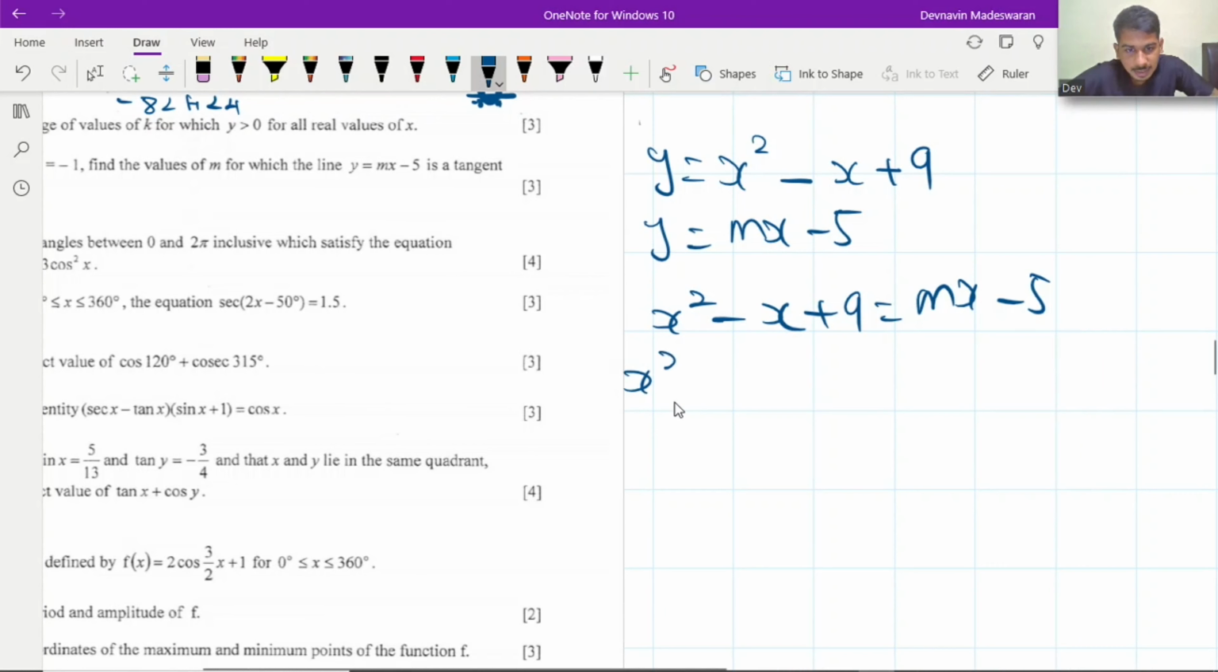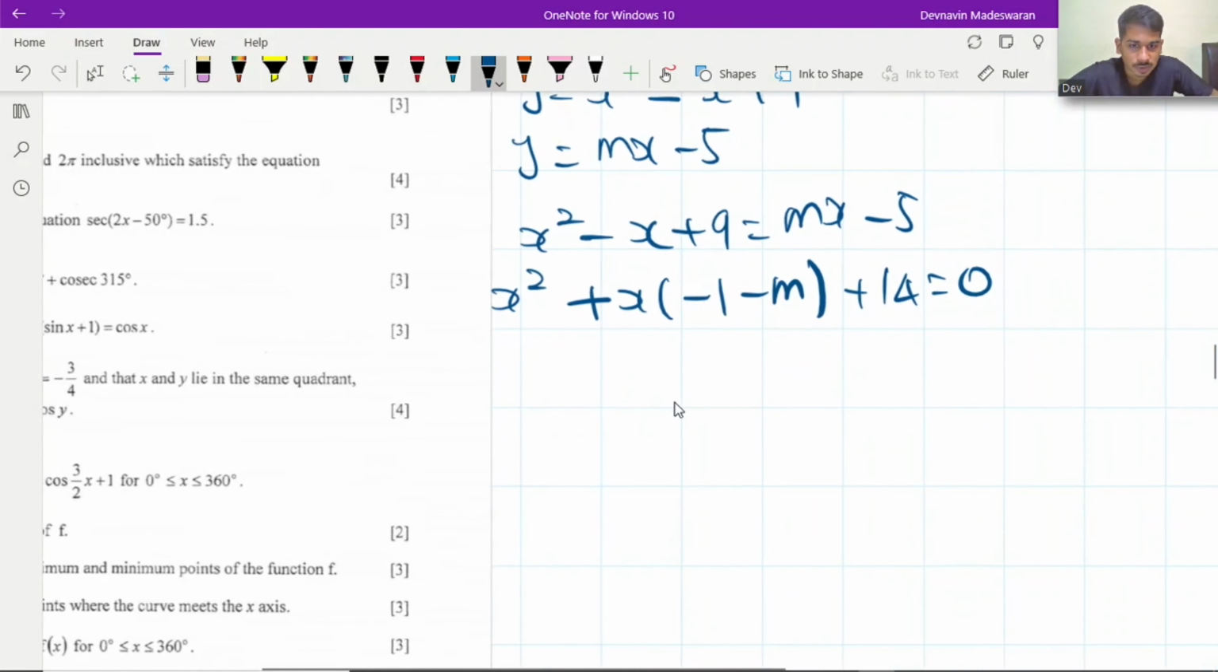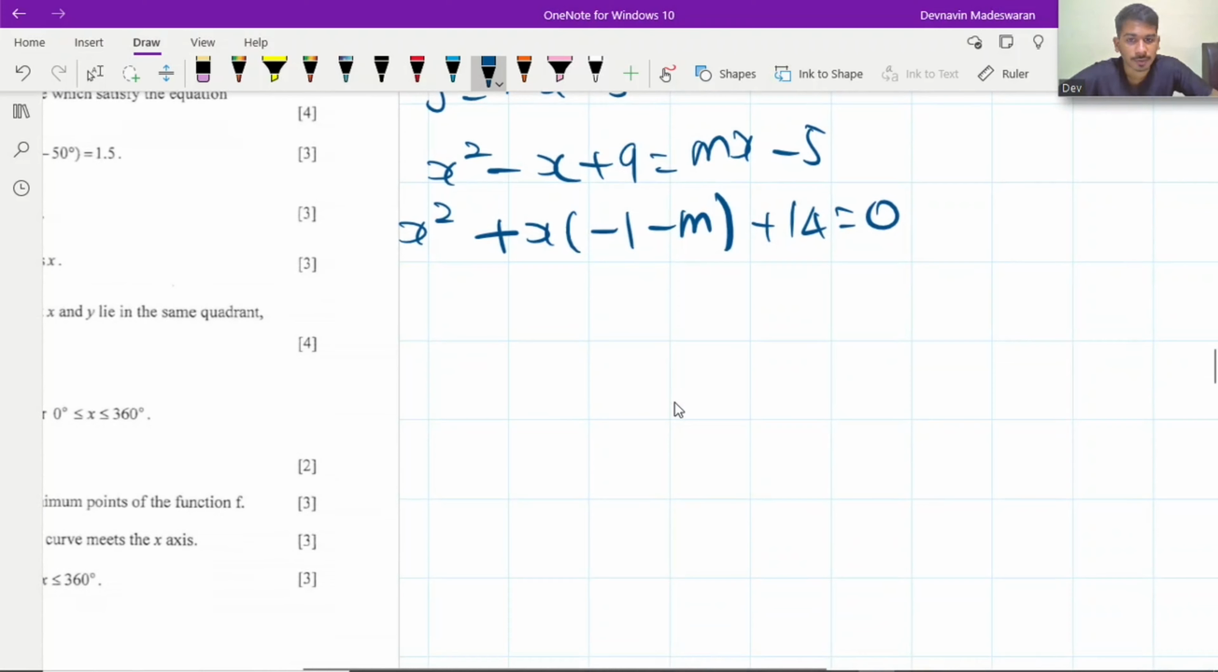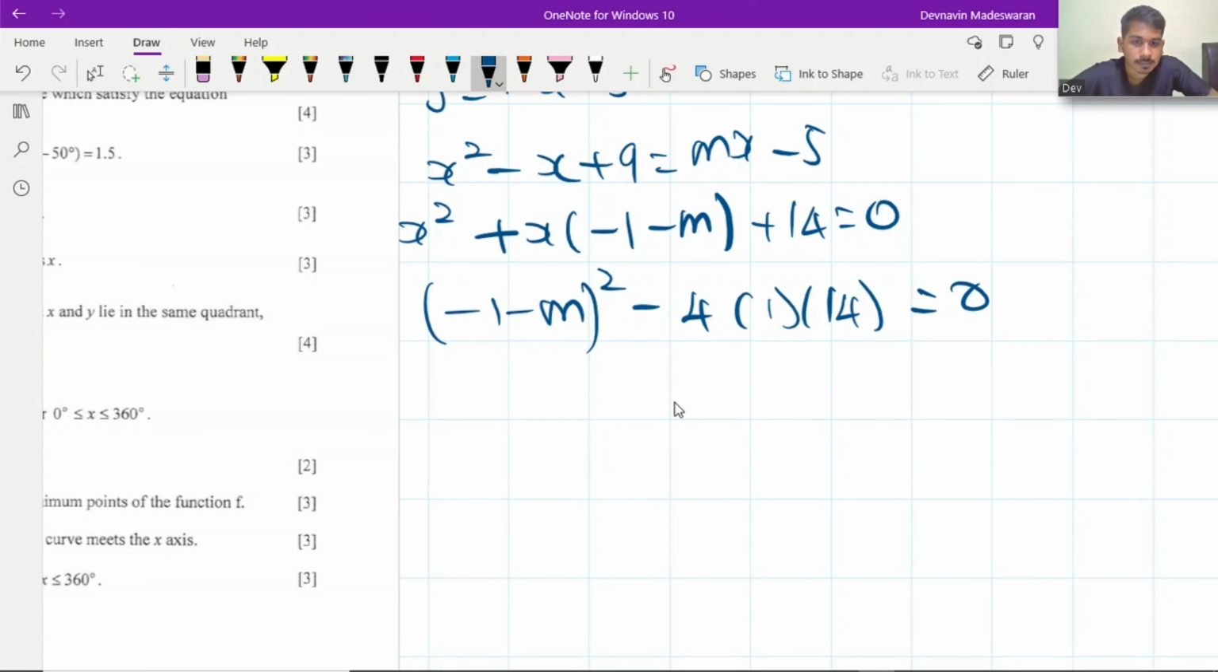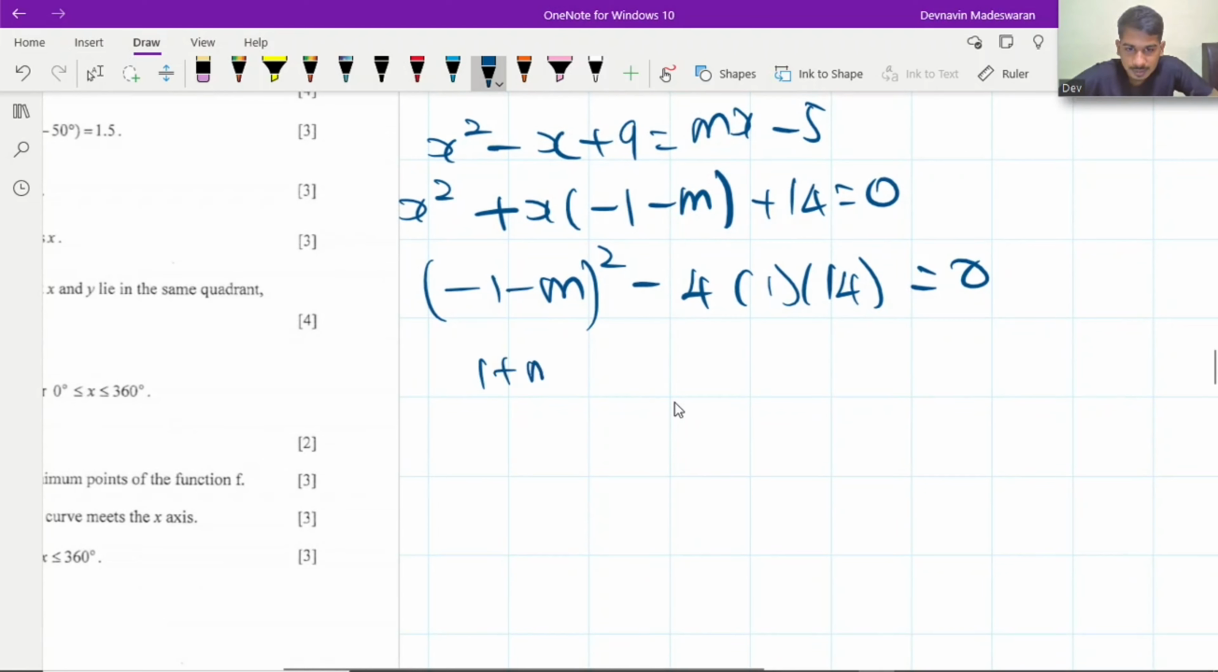And then move everything to one side. For the x terms, it's going to be negative 1 minus m, and then 9 plus 5 is 14, plus 14 is equal to 0. For that to be only one solution, the discriminant has to be 0. So negative 1 minus m squared minus 4ac has to be 0. This is 1 plus m squared, same thing, because I can take out the negative. Then 14 times 4 should be 56, right? Yes, minus 56 is equal to 0.